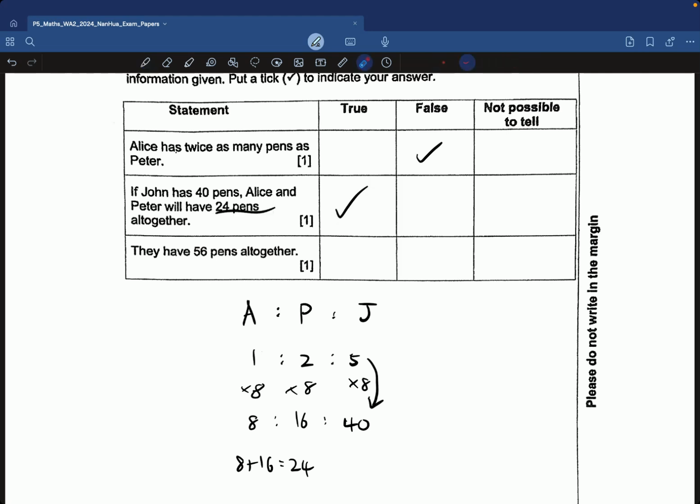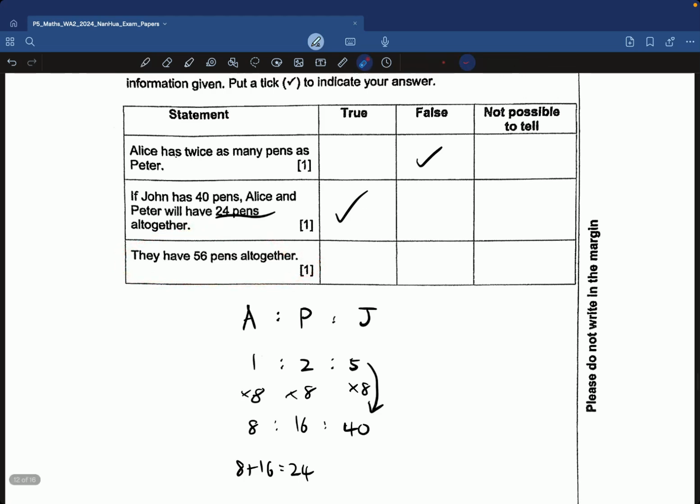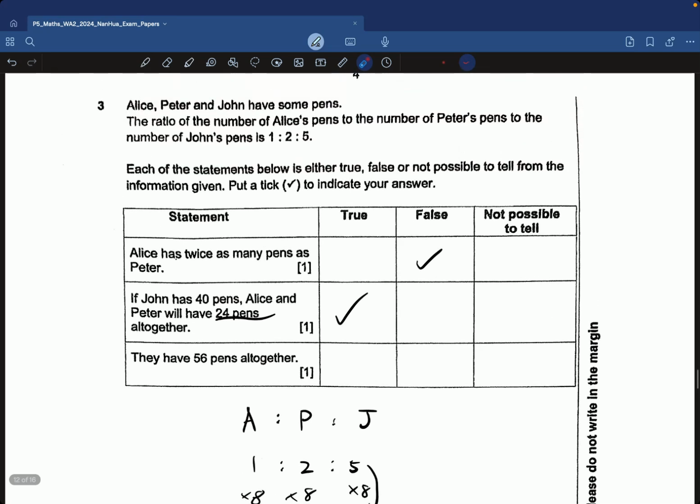Okay, last statement. They have 56 pens altogether, right? So the thing is that we don't know how many pens they have. They have some pens, but they never tell if someone has a pen or an indicator of someone having more or less than someone else in terms of pens. So in this case, it is not possible to tell because they don't say any number of pens in this whole question over here. So this is what number 3 should look like.